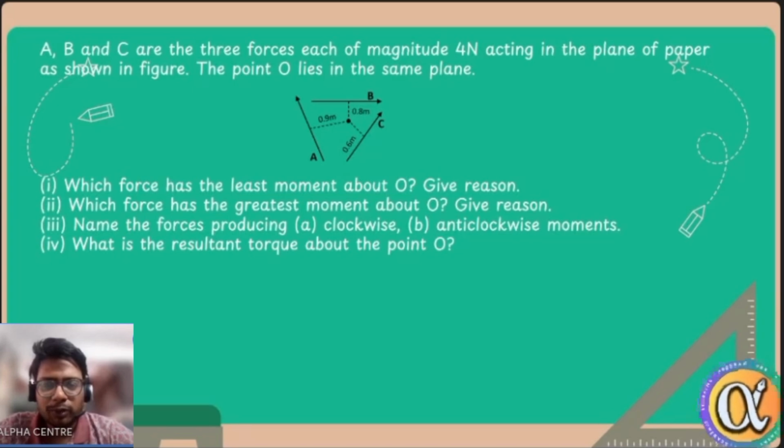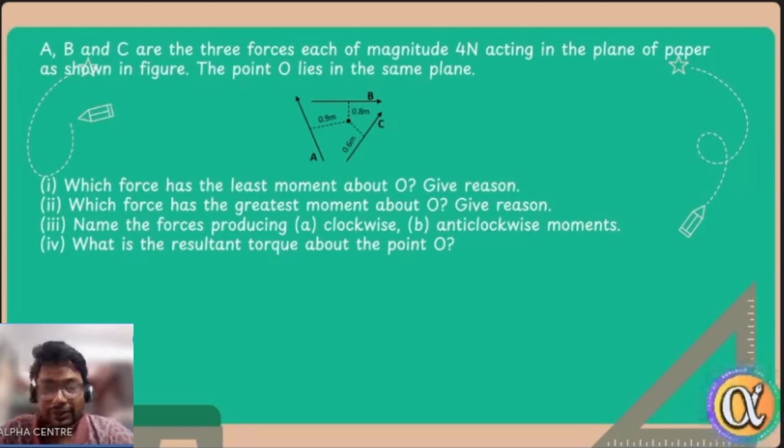So, which force has least moment about O? Which of the three forces have least moment about O? C. Can you explain why? A. Yeah, because more the distance, lesser the force.